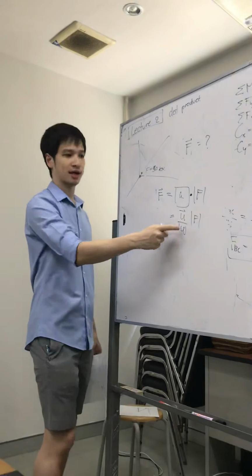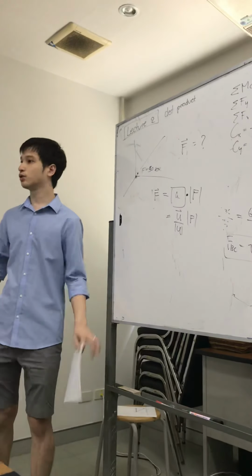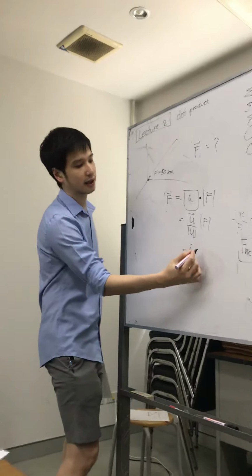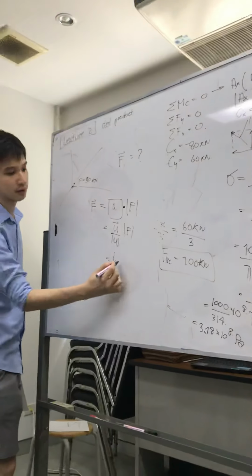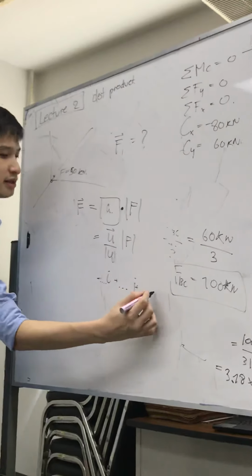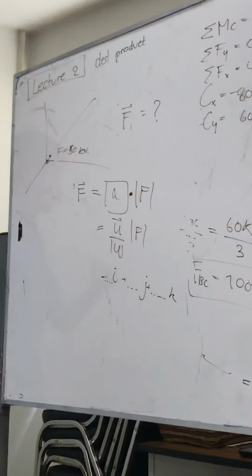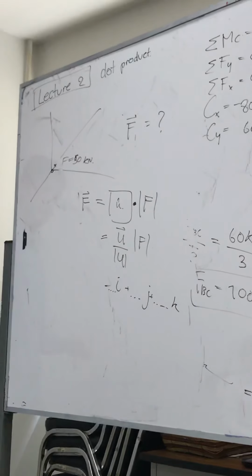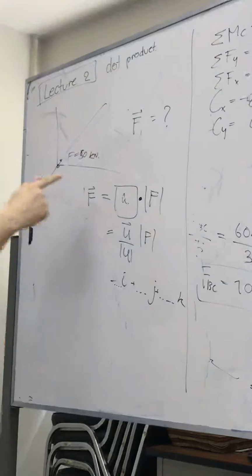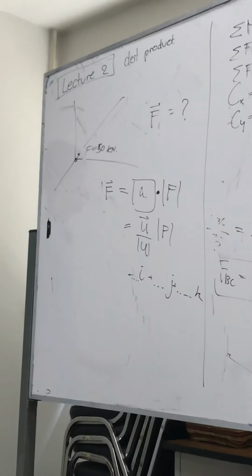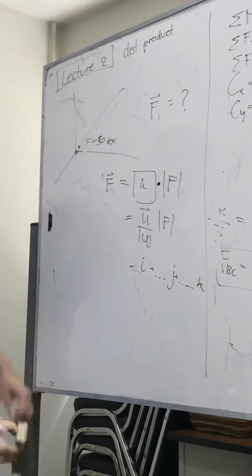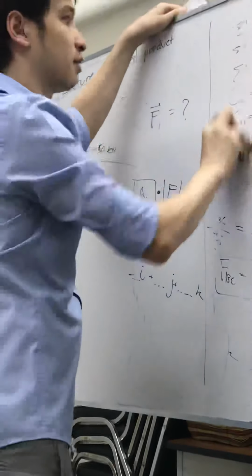Just multiply it by force, then you know the vector of the force. So the answer will be i plus j plus k. Okay? So this will be the first one. Then the second thing.